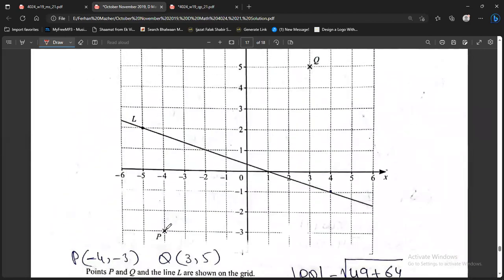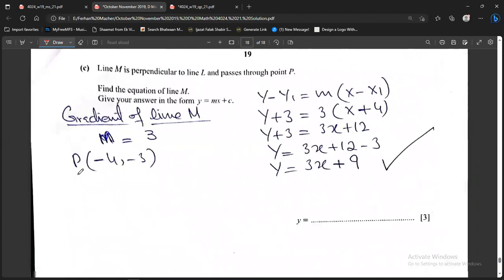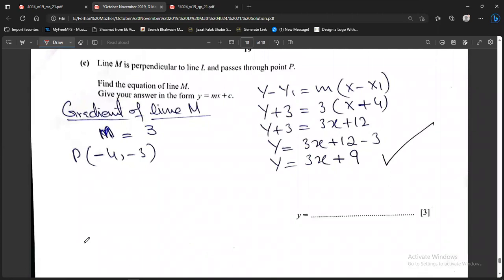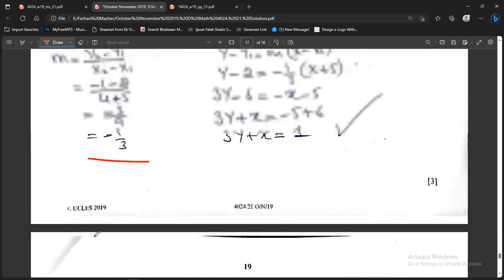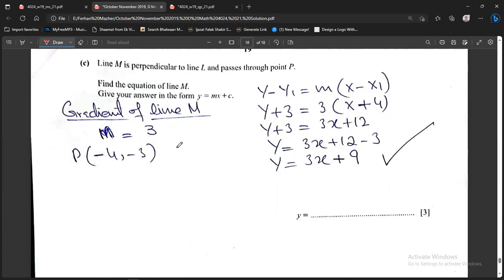So we have that line which is passing through P, whose coordinates are minus 4, minus 3. The line M is perpendicular to the line L. So the gradient of the line L was, we just calculated, minus 1 by 3. So what will be the gradient of the perpendicular to this line? The sign will change and the value will be reciprocated. So the gradient of the line M will be 3. And we have only 1 point on that, that is minus 4, minus 3.